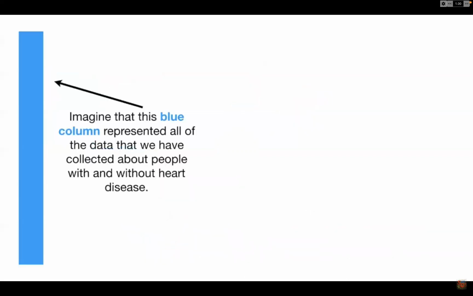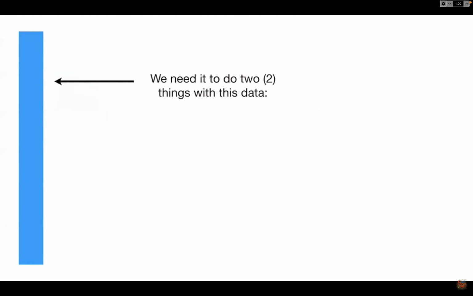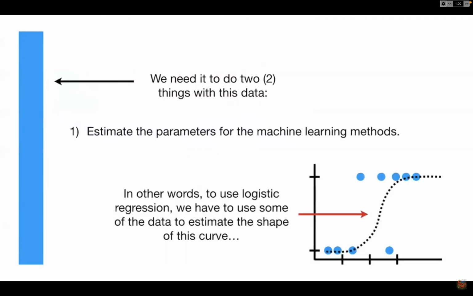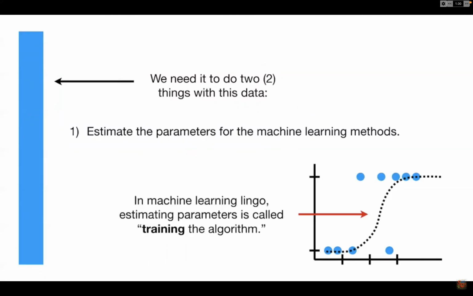Imagine that this blue column represented all of the data that we have collected about people with and without heart disease. We need to do two things with this data. One, we need to estimate the parameters for the machine learning methods. In other words, to use logistic regression, we have to use some of the data to estimate the shape of this curve. In machine learning lingo, estimating parameters is called training the algorithm.